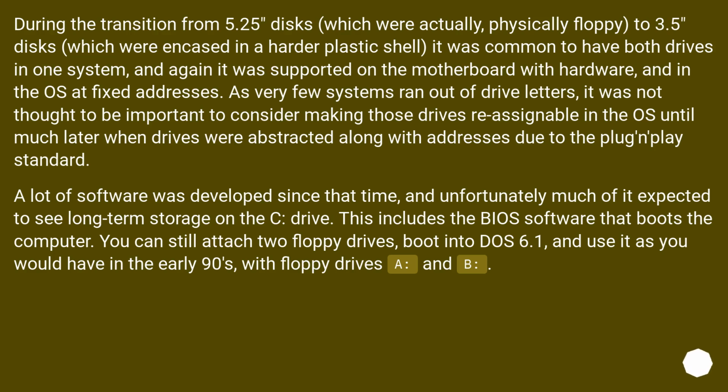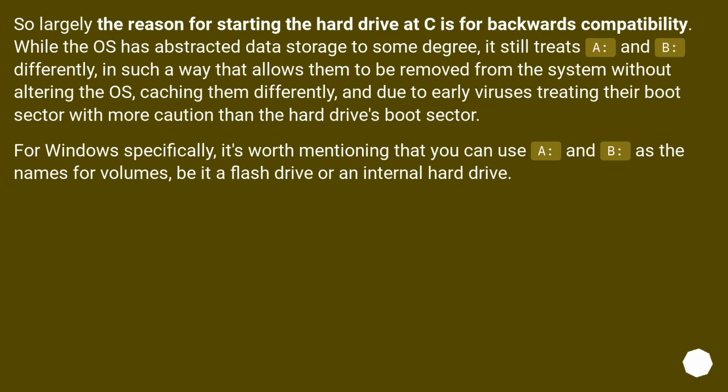A lot of software was developed since that time, and unfortunately much of it expected to see long-term storage on the C drive. This includes the BIOS software that boots the computer. You can still attach two floppy drives, boot into DOS 6.1, and use it as you would have in the early 90s, with floppy drives A and B. So largely the reason for starting the hard drive at C is for backwards compatibility.